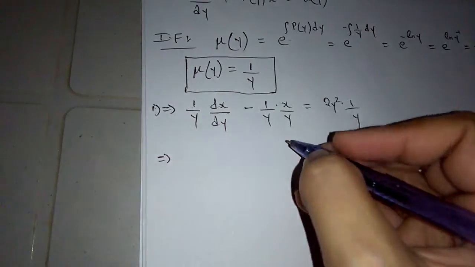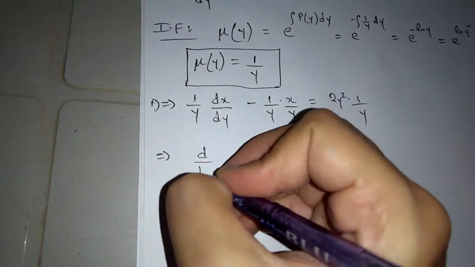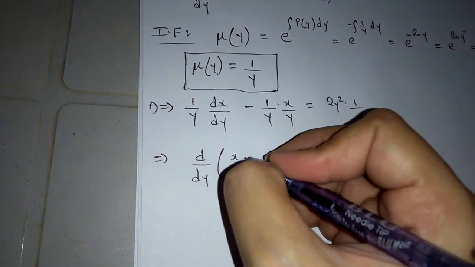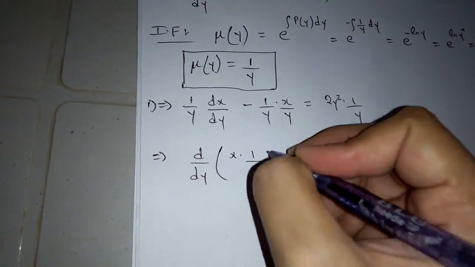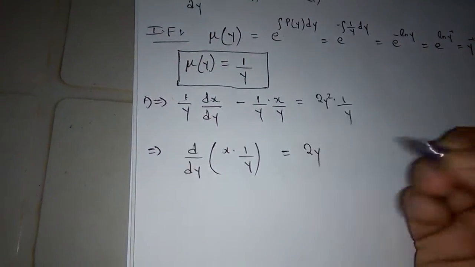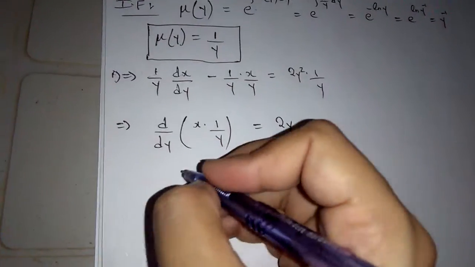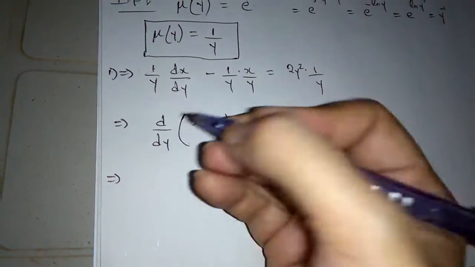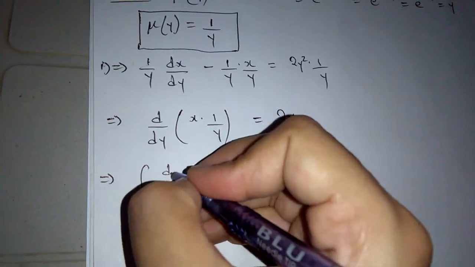So you can see that this is the derivative of your x times 1 upon y. Alright, and this is 2y. That's what is left. Alright, so when you take the integral at both sides with respect to the independent variable y, you take the integral.